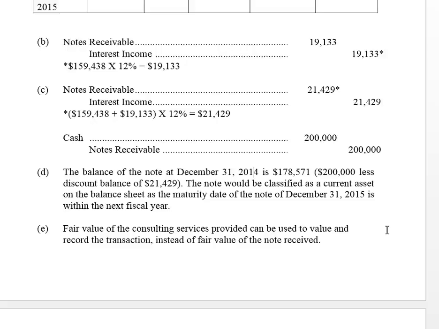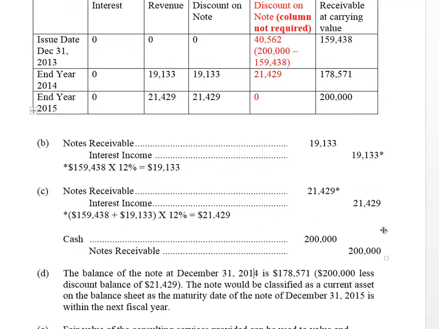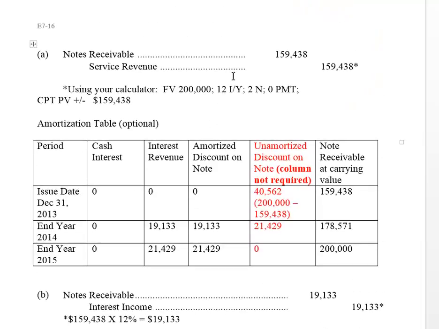Now, the last part of the question said, if an appropriate market rate of interest for the note receivable was not known, so if we didn't know the 12%, how should the transaction be valued at the date the note was made, which was December 31st, 2013? Well, if we didn't have that 12% rate that we used up here, we wouldn't have been able to calculate this present value of $159,438. So we would have had to know the fair value of the services that we offered.